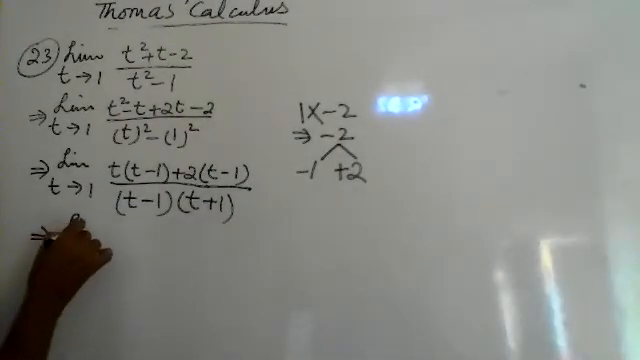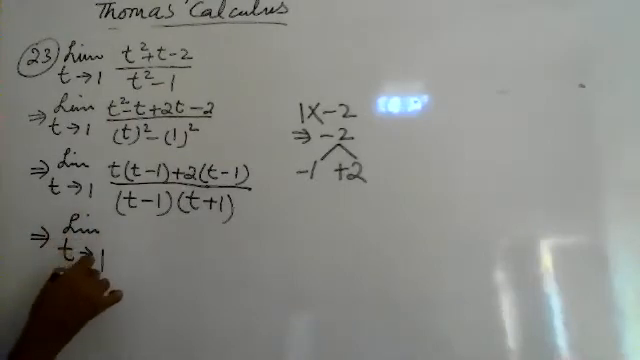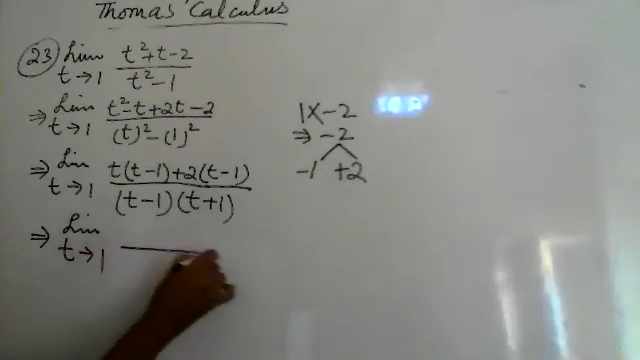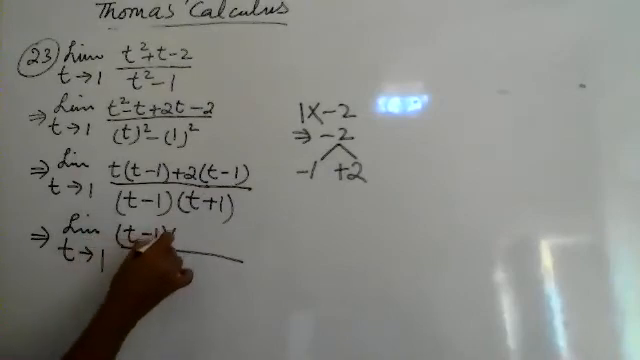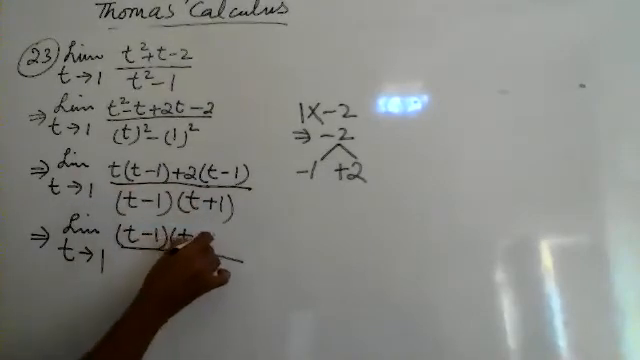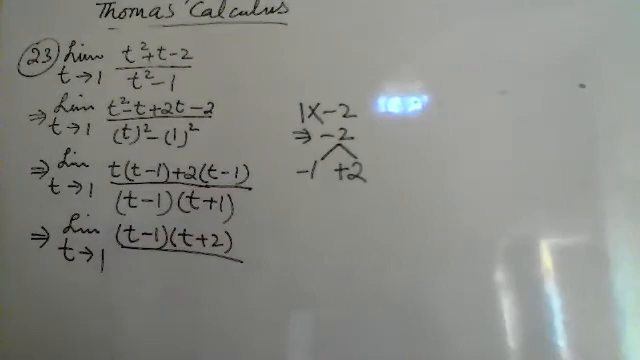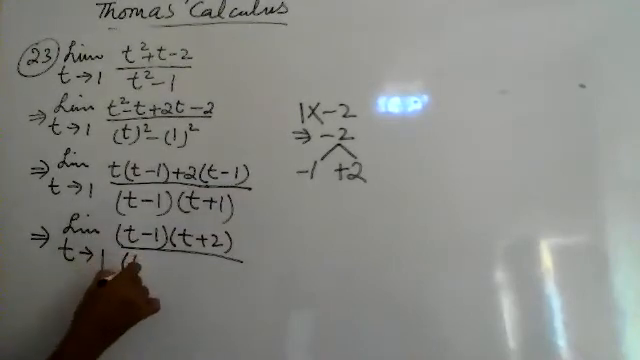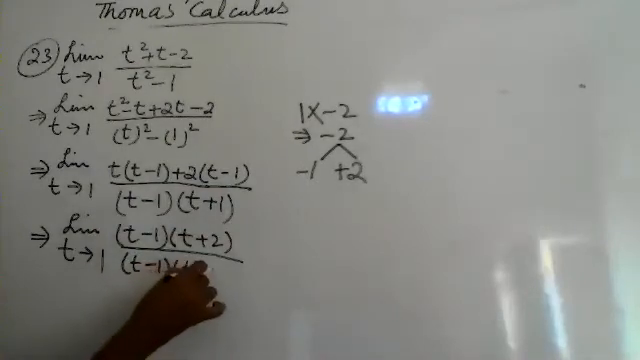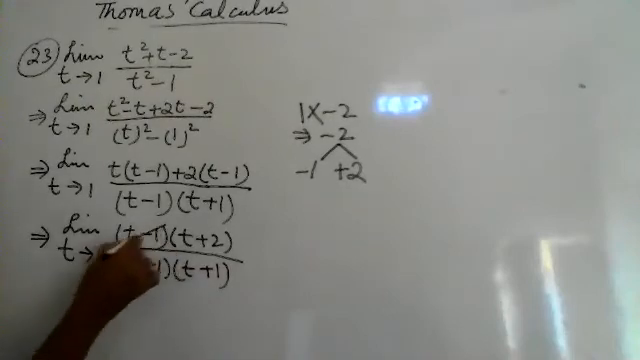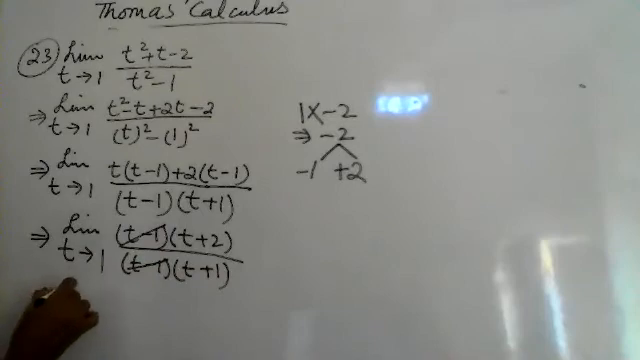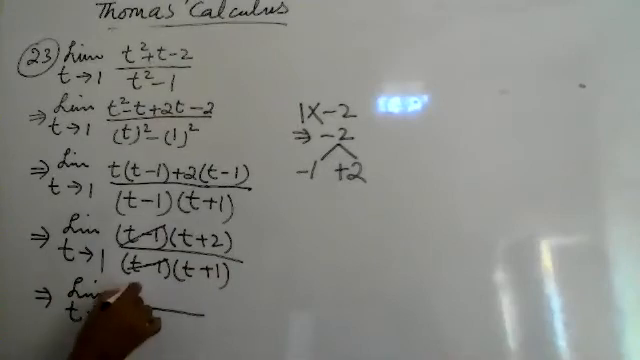So limit t tends to 1. From here, t minus 1 is common, and t plus 2 is there, upon t minus 1 into t plus 1. Now t minus 1 is cancelled by t minus 1. We have the limit t tends to 1 of t plus 2 upon t plus 1.